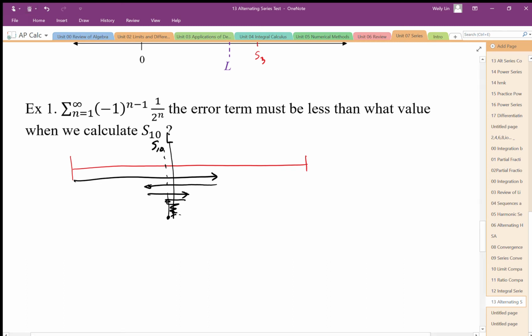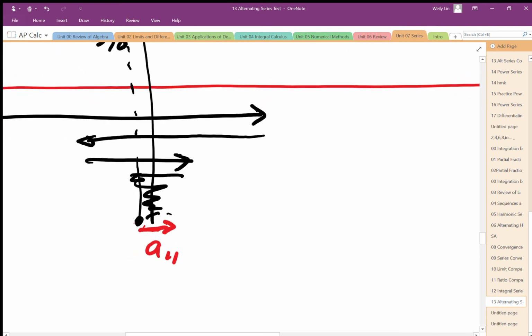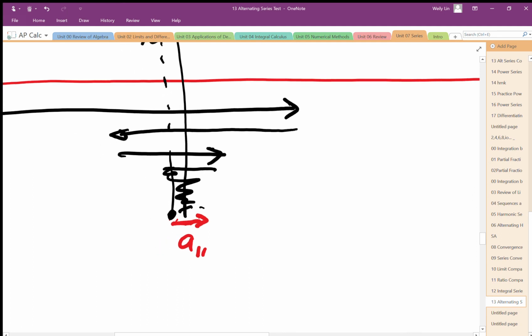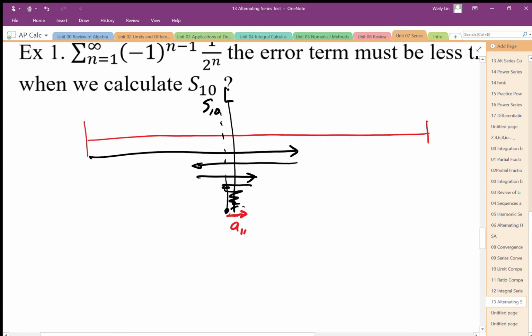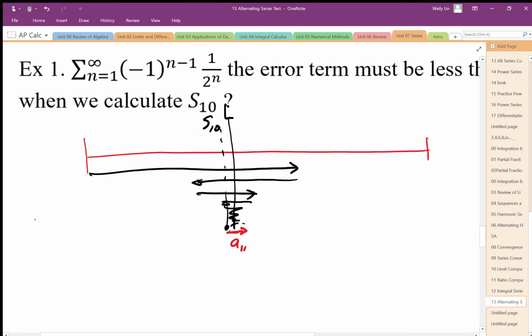As I go back and forth, I want to know what my error has to be less than. And to do that, I'm just going to exaggerate here. This is A11. And we know that from S10, if we add A11, our next term, we're going to go past our limit. So we know that our limit error must be less than the value of A11. So this is our alternating series error formula. We're just going to say our error at n equals 10 must be less than A11.